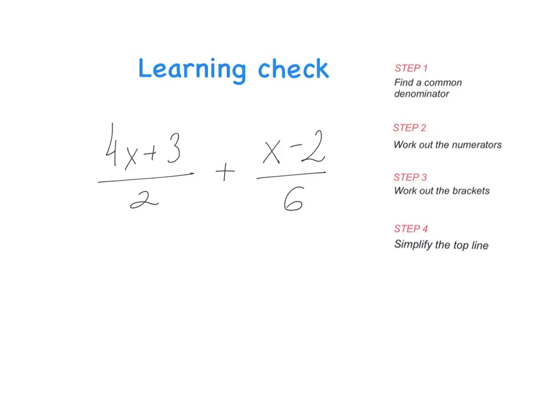And summarizing, for a learning check, just following the steps we have on the right, please try to do this expression. So remember, you need to find the common denominator first, then work out the top sums, and then bracket, if you have one, and then simplify it.